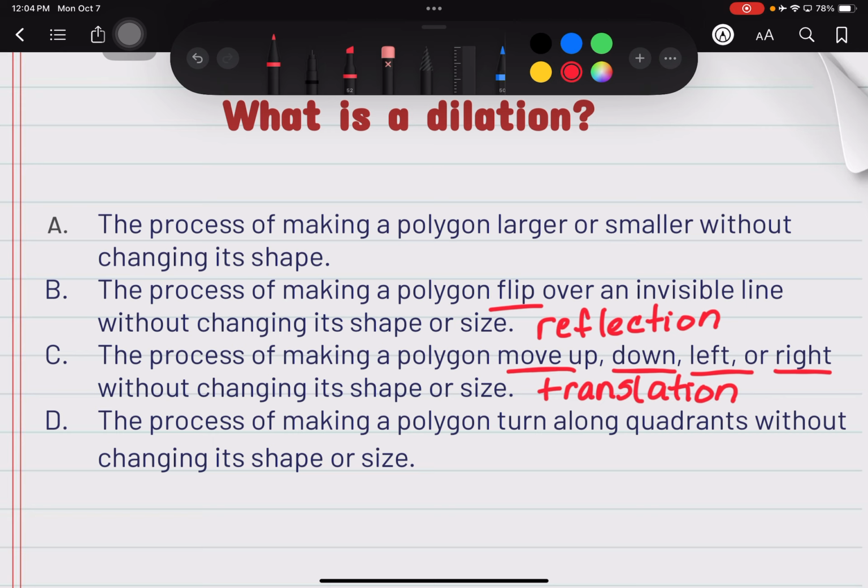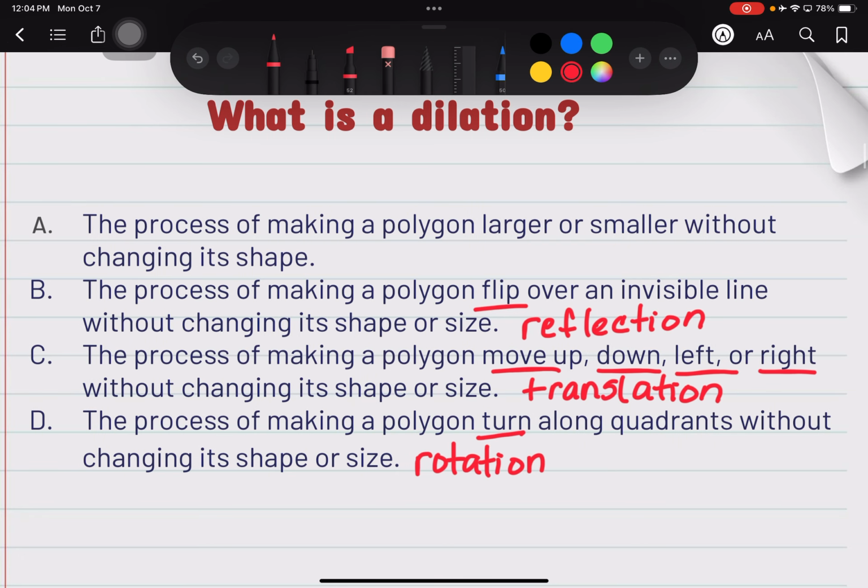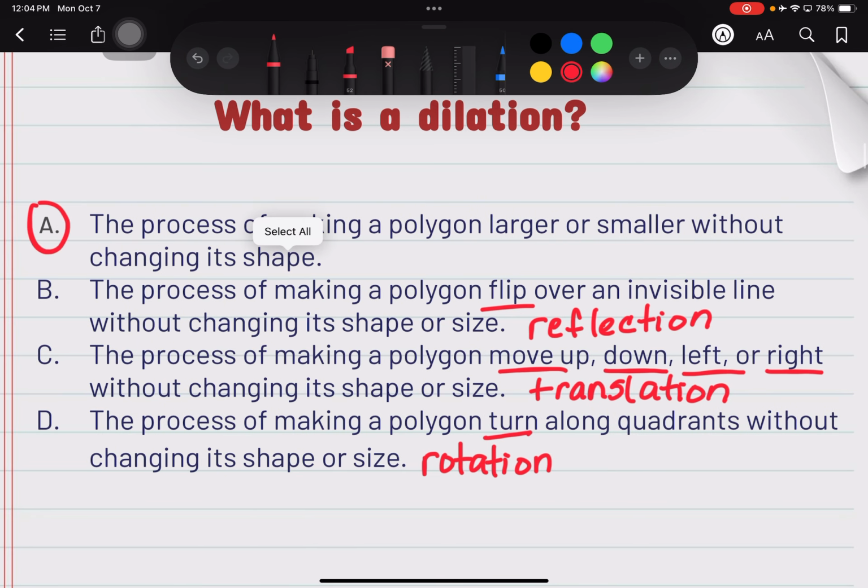The process of making a polygon turn. What does turn mean? Rotation. So just process of elimination, the answer is A. That's the only one that says shrink or stretch. It gets bigger or smaller. Larger or smaller is a dilation.